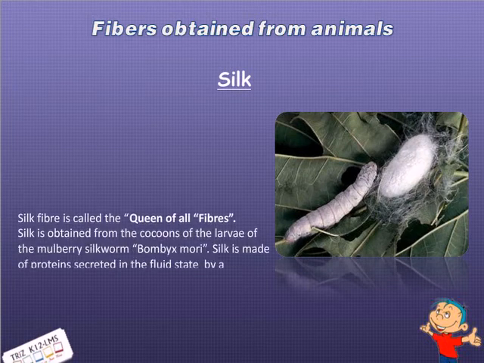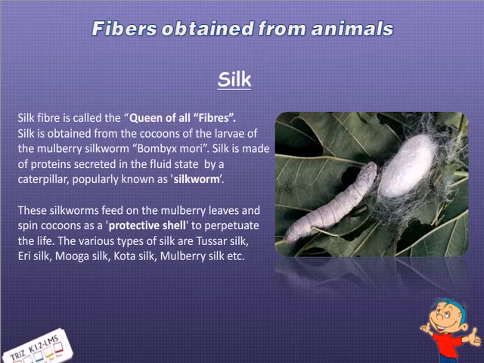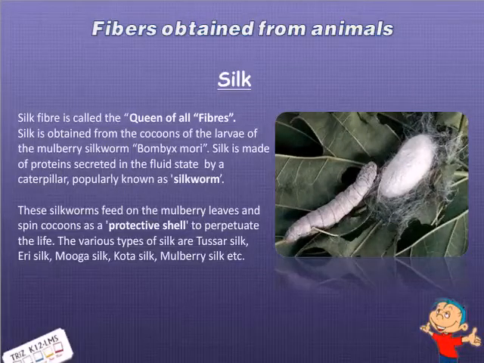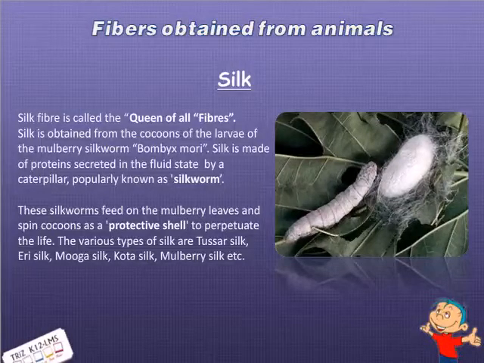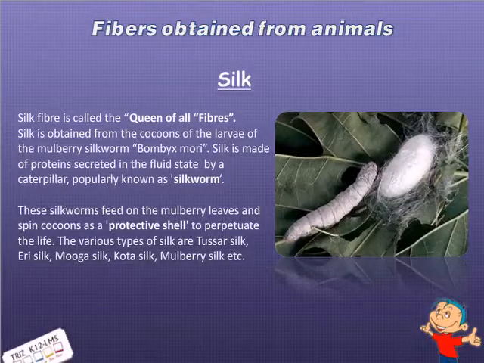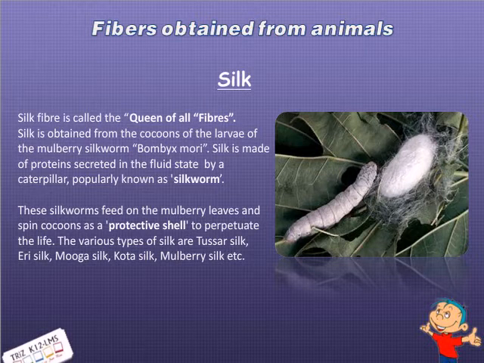Silk. Silk fiber is called the queen of all fibers. Silk is obtained from the cocoons of the larvae of the mulberry silkworm, Bombyx mori. Silk is made of proteins secreted in the fluid state by a caterpillar, popularly known as silkworm. These silkworms feed on the mulberry leaves and spin cocoons as a protective shell to perpetuate the life.